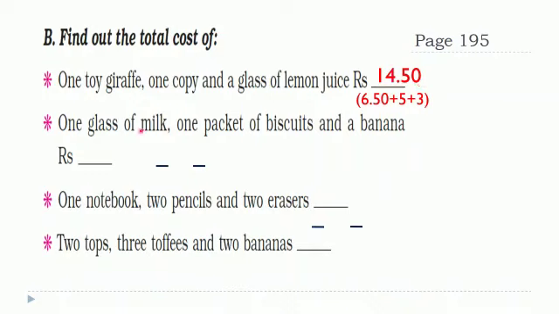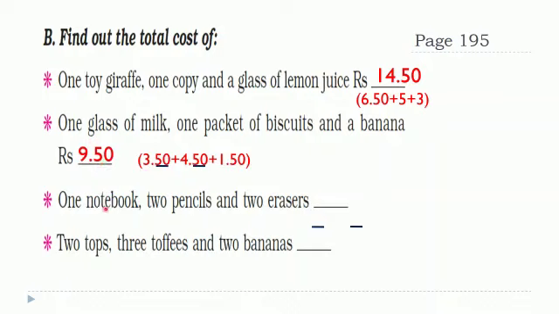Now here, one glass of milk, one packet of biscuits and a banana. So again what will I add? 3 rupees 50 paise is milk, one packet of biscuits is 4 rupees 50 paise, and banana is 1 rupee 50 paise. So then I will add 3 plus 4 is 7, 7 plus 1 is 8. Now here I have underlined the 50 paise. Both the 50 paise together will become 1 rupee. So 8 plus 1 is 9 rupees, and this remaining 50 paise I will write as it is. So what is the cost? 9 rupees and 50 paise.